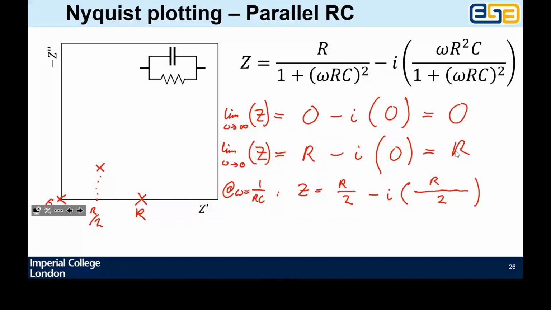It's a semicircle. You could find this for yourself by subbing in other values of omega. We could have omega equals 2 over RC, or omega equals a half over RC, and you will recover points here and here. And you could have a quarter, and you could have 4 times. And what you'll find in the end is that it looks like that. And it will become a semicircle. And this over here is as omega goes towards 0.